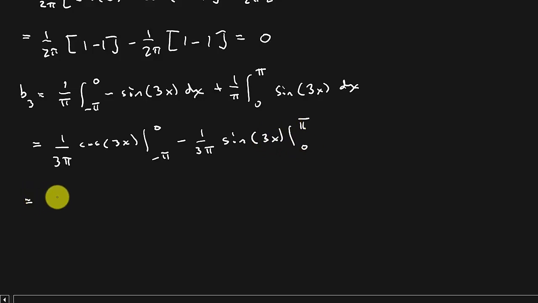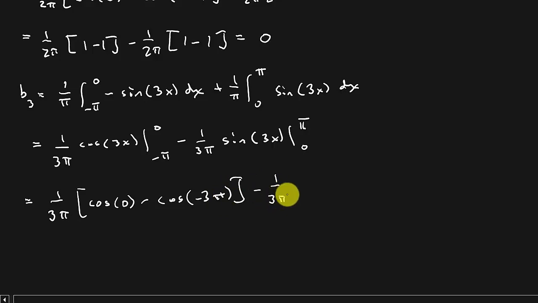And then we need to evaluate this. This is going to be 1 over 3 pi times cosine, plug the 0 in, 3 times 0 is 0, minus cosine of negative 3 pi, minus 1 over 3 pi times, oh, wait a minute, I'm sorry. You see this right here? That should be cosine. That's cosine. Don't know why I wrote sine.